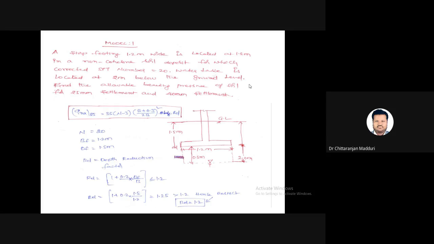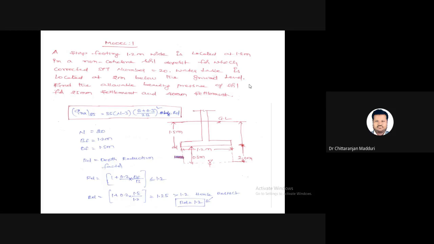So we need to find out the allowable bearing pressure for 25 mm settlement and for 40 mm settlement. So the equation is 35. For 25 mm settlement, it is 35 into (N minus 3) into ((B plus 0.3) by 2B) whole squared into W gamma into Rd. Corrected N equal to 20, width of footing equal to 1.2 meters, depth of footing equal to 1.5 meters.